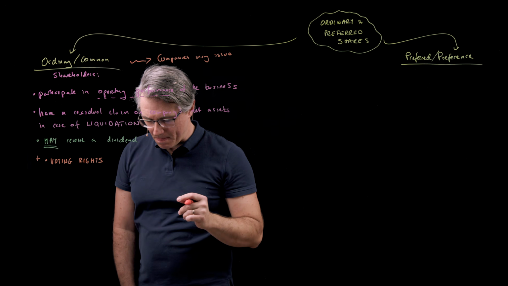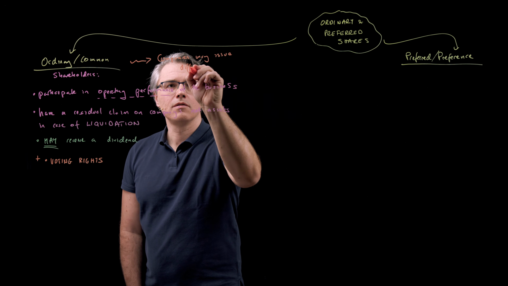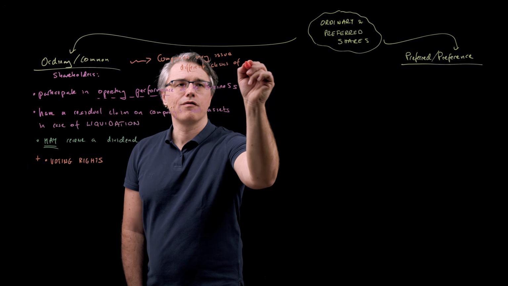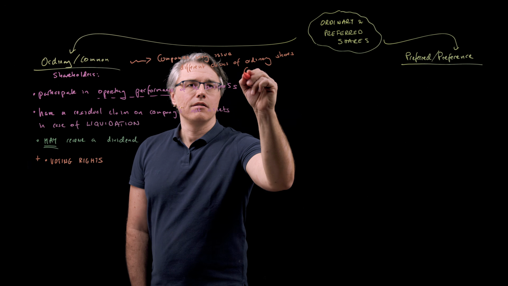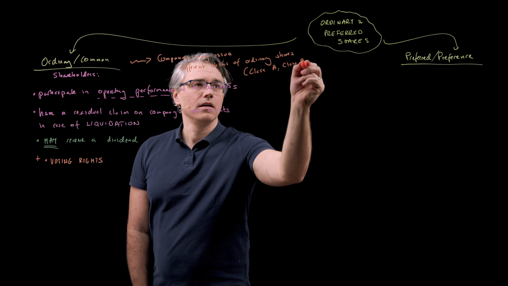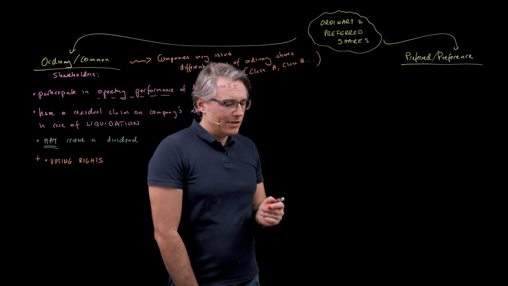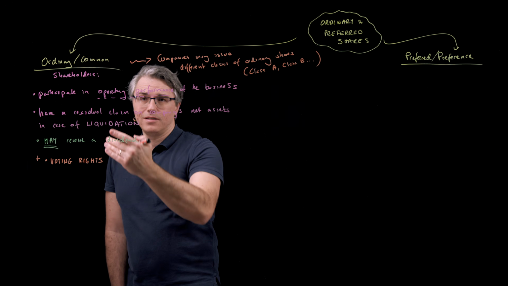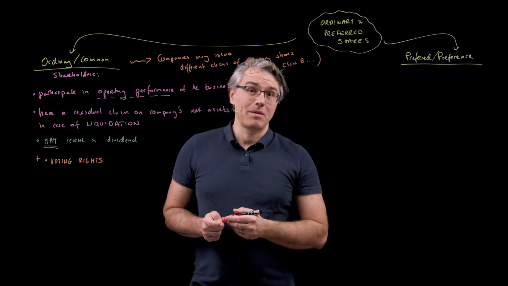issue different or numerous classes of ordinary shares, typically called Class A, Class B, and potentially other letters as well. And depending on whether you hold Class A or Class B or some other class of ordinary shares, the rights which those shares award you may be different.